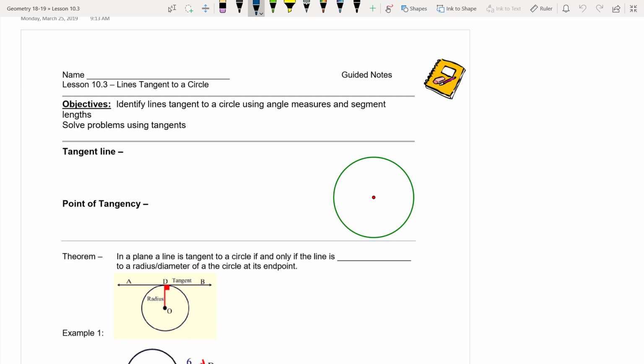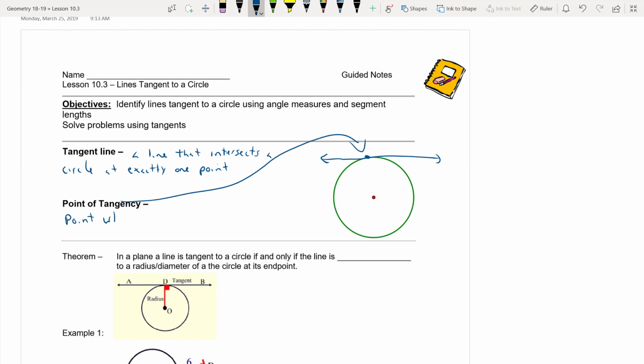The idea of a tangent line is a line that only intersects a figure at one point. So when it comes to a tangent line for our circle, it looks like this, where it comes across and it only intersects at that point, right there. And when we have our intersection, that is called our point of tangency. So our point of tangency is right there. And it's simply where our tangent line and our circle intersect each other.